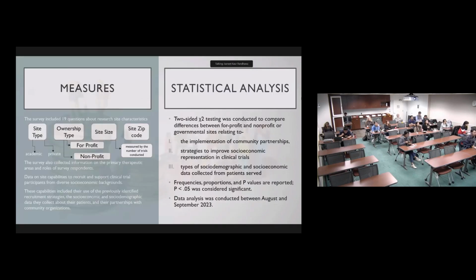This survey included various questions. Nineteen questions were related to site characteristics, like what kind of site it is. Is it an academic site or a private site? Then ownership type, like for-profit, such as private clinics, hospitals, or dedicated research sites, and non-profit organizations, like university-affiliated hospitals and clinics. Then site size, which was measured by the number of trials going on at that site, and site zip code, which was used to know the geographical location of that site.